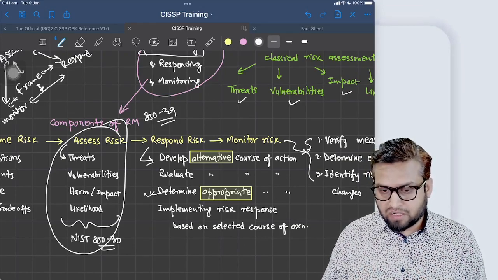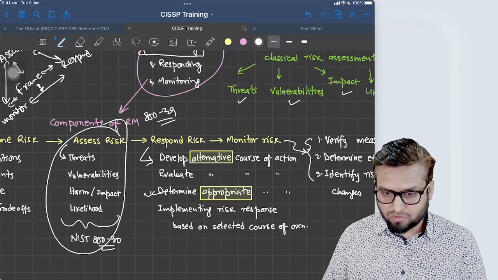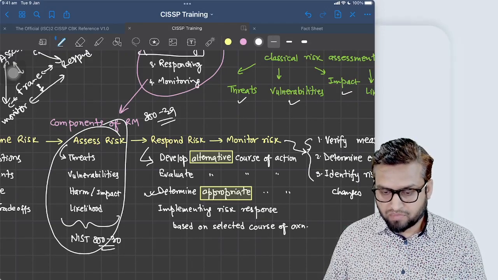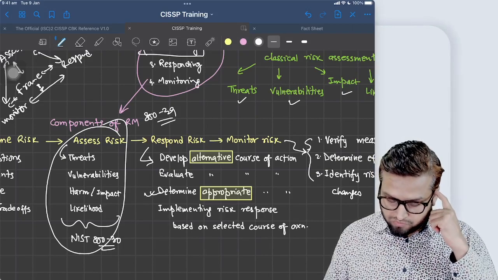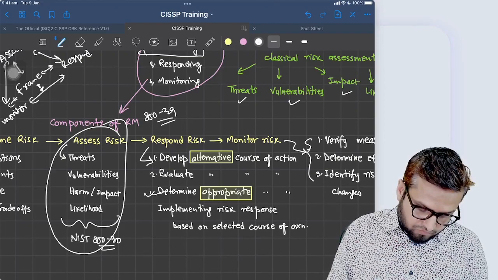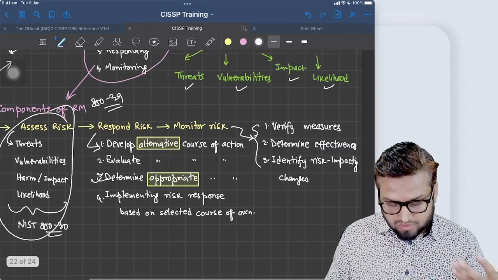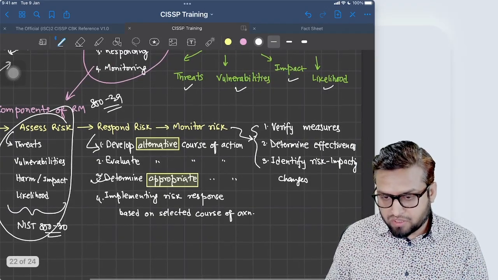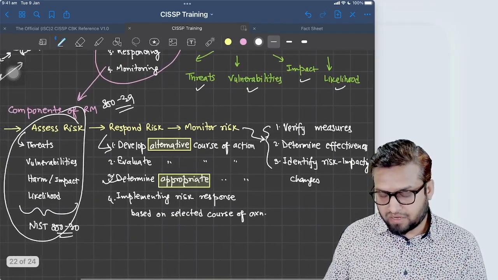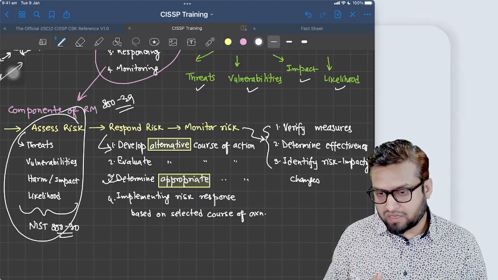Except apart from that, everything will require some sort of implementation and agreement. So we implement the risk response based on the selected course of action, of course, right? It has 1, 2, 3, 4 steps. Now, once we have responded to risk, then we monitor this, right? How do we monitor? We verify the measures, the countermeasures which we have taken.